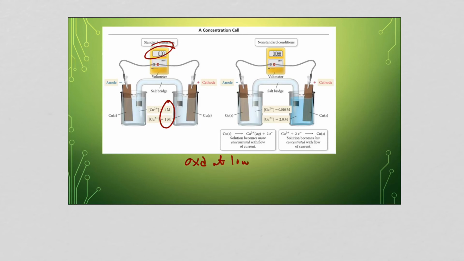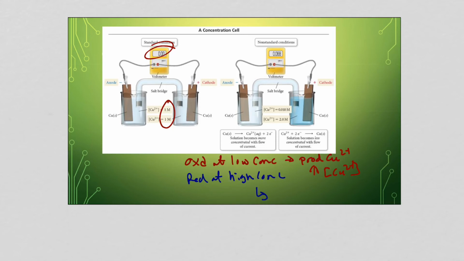at the low concentration, because what is that doing? That oxidation will produce copper ions. So that'll serve to increase the concentration of the copper ions. And so we're going to increase the concentration of the solution that is low in concentration. And then we're going to see reduction at the higher concentration solution.